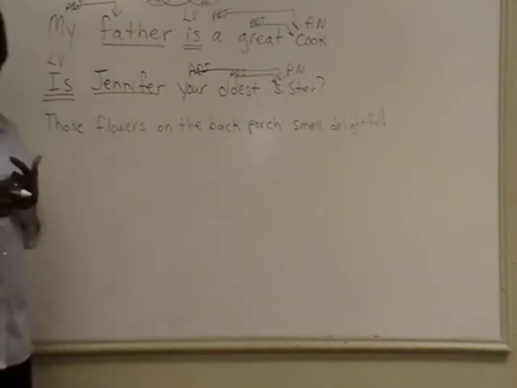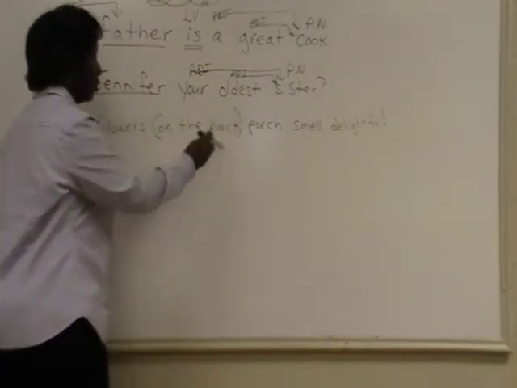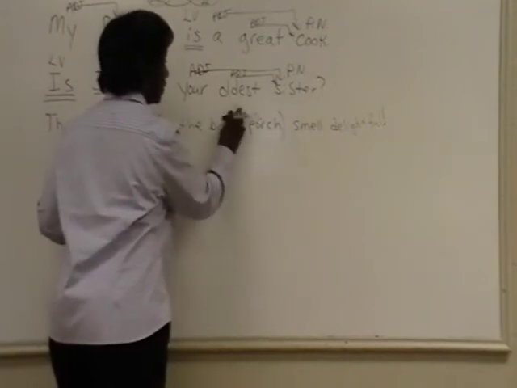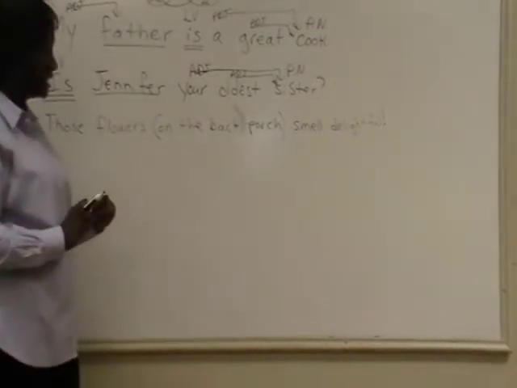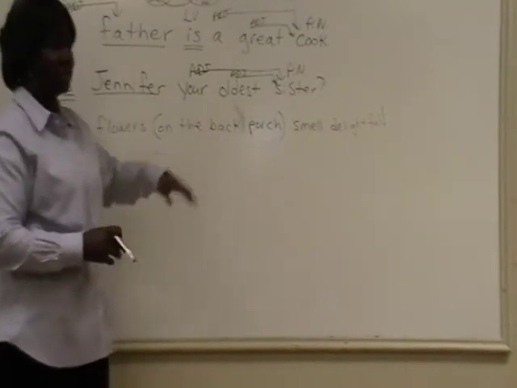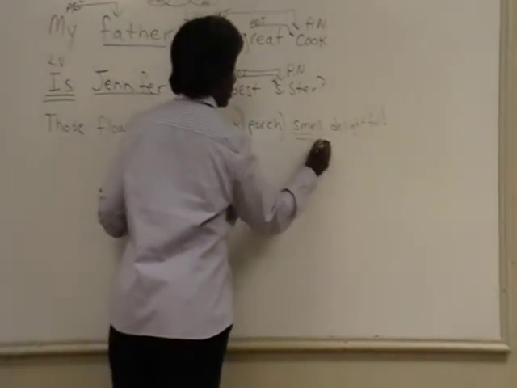First, we'll look for some kind of conjunction. I don't see any conjunctions. Then we'll look for prepositional phrases. Whoops, I forgot about the porch. On the back porch. If you ever get confused and you don't know where your prepositional phrase ends, it ends in a noun or a pronoun. These two words are not nouns or pronouns. Looking for our verb, smell.